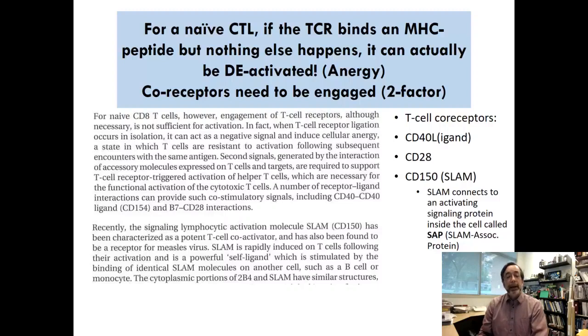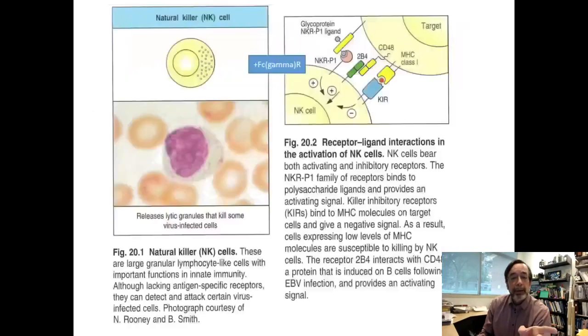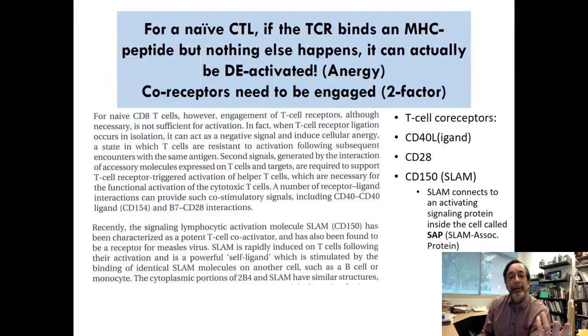And the cytoplasmic portions of 2B4 on NK cells and SLAM, they have similar structures. That's what you should know, because we had 2B4 on this slide right here. 2B4 is important. 2B4 looks a lot like the T cell receptor called SLAM. So I don't necessarily want you to remember all of the CDs, but when you have something like SLAM, I want you to remember it, and it's like the activating NK receptor 2B4.